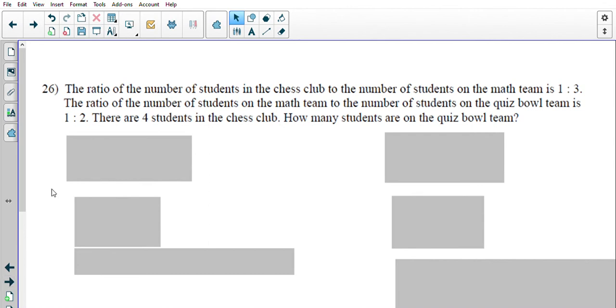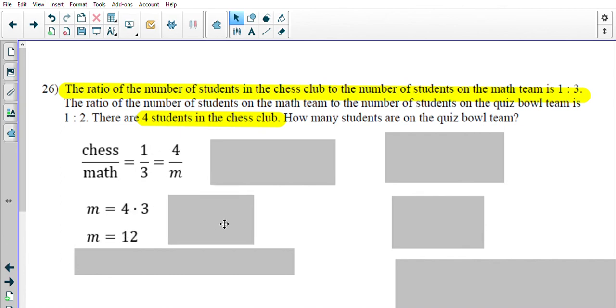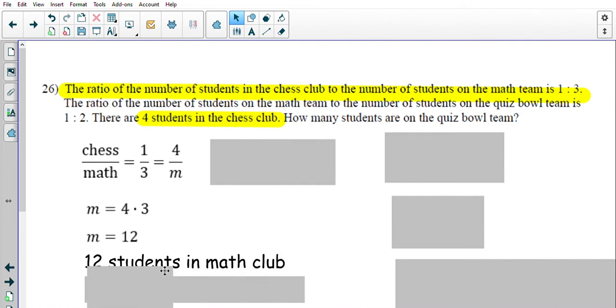So I started with this first statement. If I know that the ratio of the number of students in the chess club to the number of students on the math team is 1 to 3, and I know that there are 4 students in the chess club, I could set up a proportion. So chess to math is 1 to 3, and we have 4 students in the chess club. So cross multiply to figure out how many students are in the math club. Well, 12 students are in the math club.